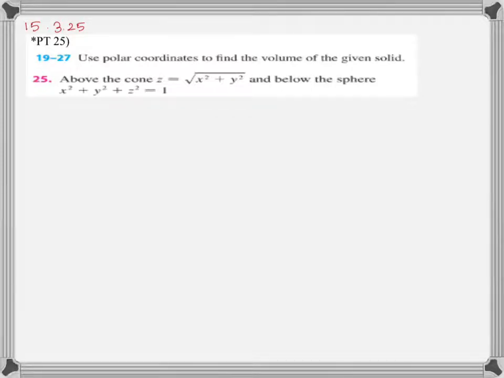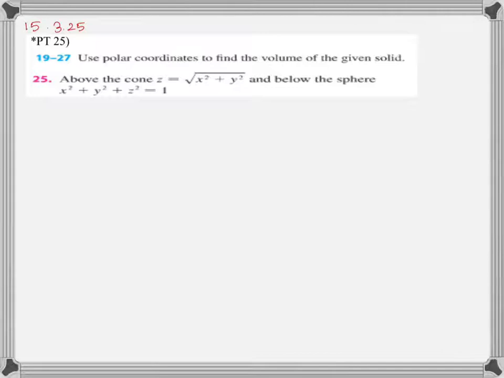Hi, in this video, I will be showing you problem number 25 of chapter 15, section 3. Use polar coordinates to find the volume of the given solid. Above the cone, z equal to square root of x square plus y square, and below the sphere, x square plus y square plus z square equal to 1.